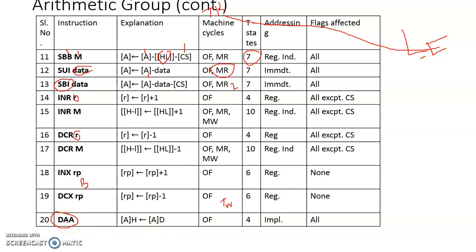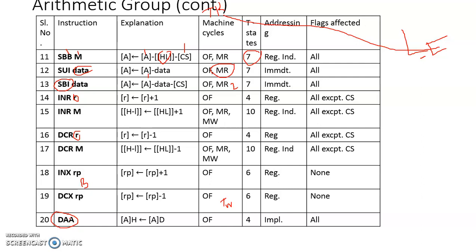It's a 1-byte instruction. There is only a requirement of opcode fetch. Operand is already present within the processor, within the accumulator itself, and the operation will be performed all at a sudden. Overall, the requirement is for 4 T states. And the addressing mode is implicit addressing mode, because the operand happens to be the content of the accumulator that is already known to the processor.